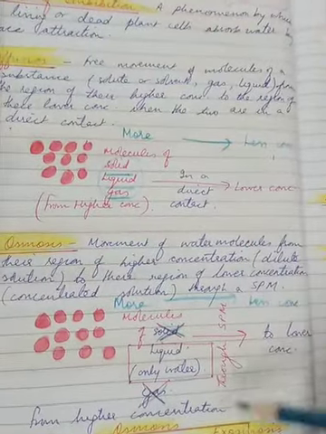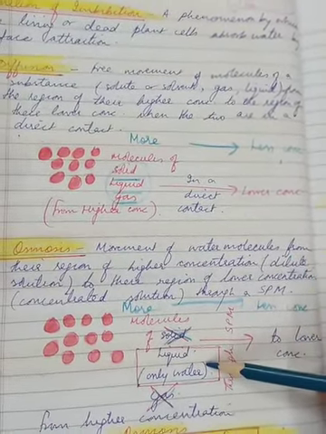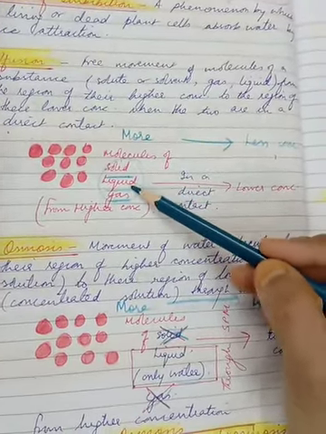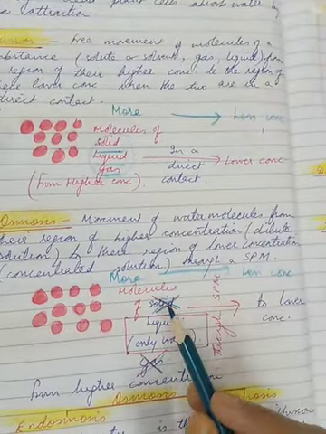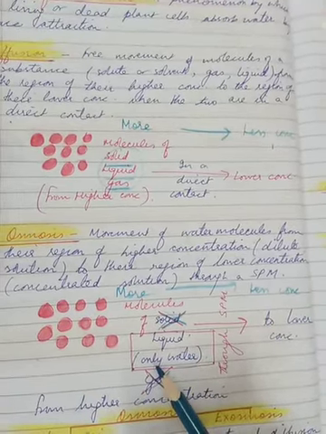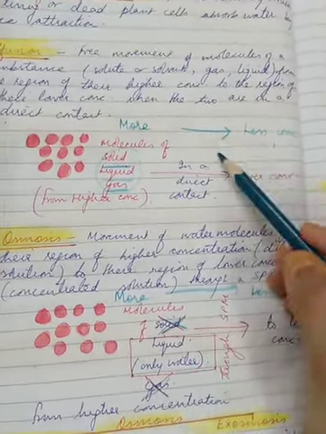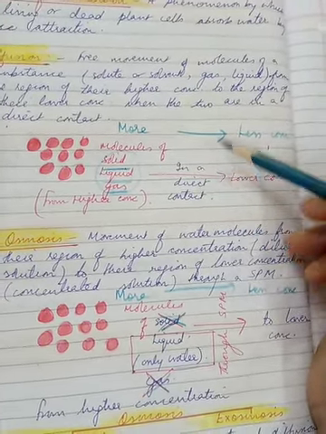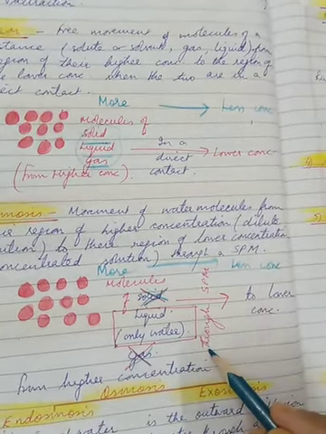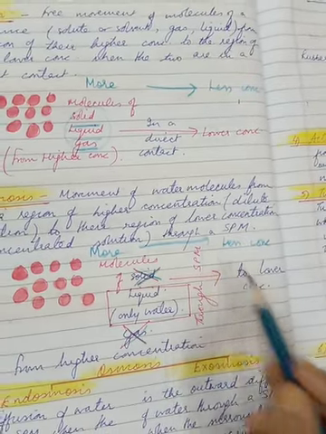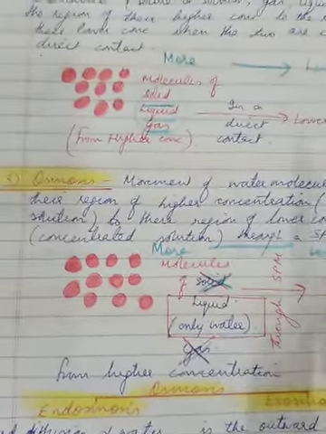So broadly, there are 2 differences between diffusion and osmosis. What are the 2 differences? Number 1, diffusion is possible in solid, liquid, or any gas. Here, it is not possible in solid, not possible in gas, and in liquids, it's only and only possible in water. Second difference, here there was no semi-permeable membrane required. The substance is diffused in direct contact. But here there is a semi-permeable membrane, which we also call a selectively permeable membrane, required. So osmosis is definitely different from diffusion.